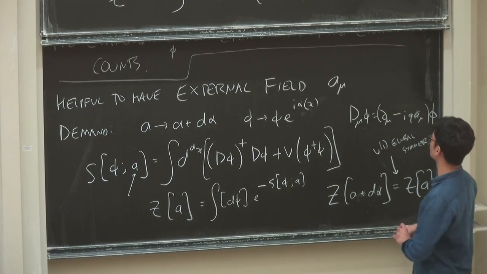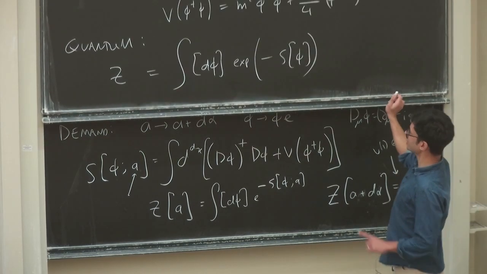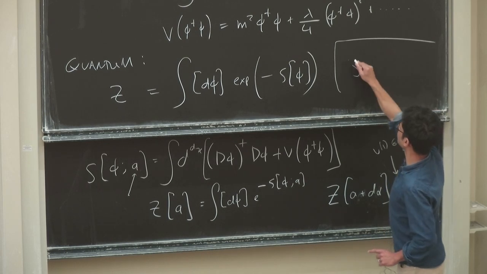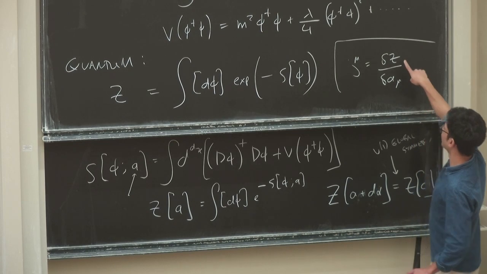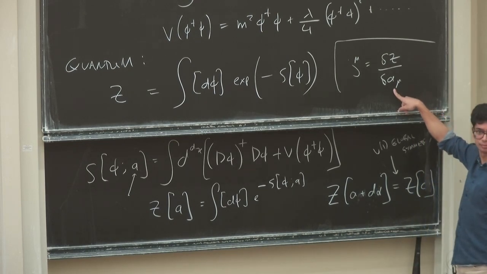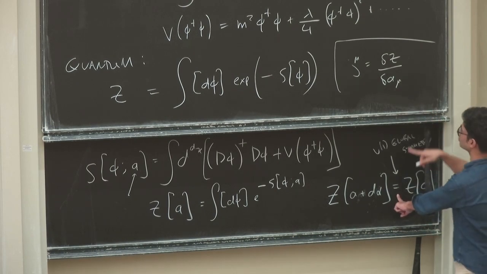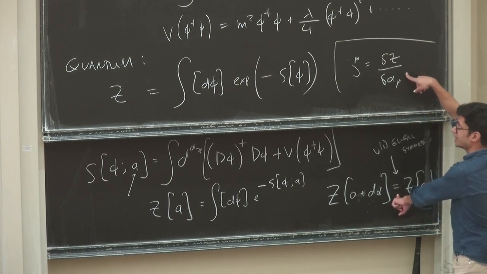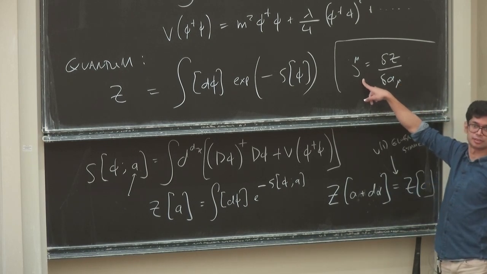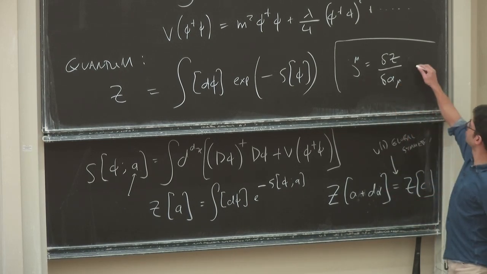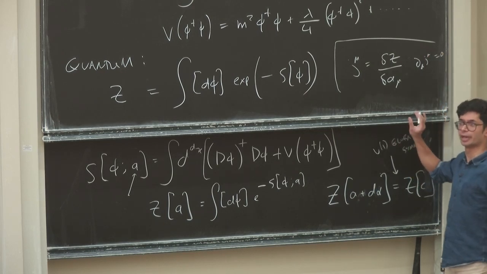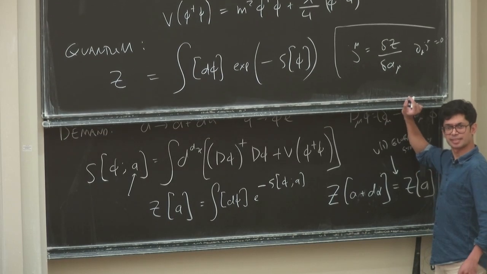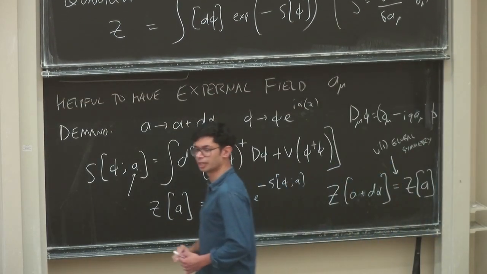There's another, more operational way to say this. Once you have this, I'm going to make an assertion which we can check in the exercises: you can extract the current by differentiating Z with respect to A. This is a way to get the current out. If you combine these two things, you'll see that this object is divergenceless. From this statement, you can prove that d mu j mu equals 0. That's a more operational, less philosophical way to get the same result. Does that make sense? Excellent question. Other questions?